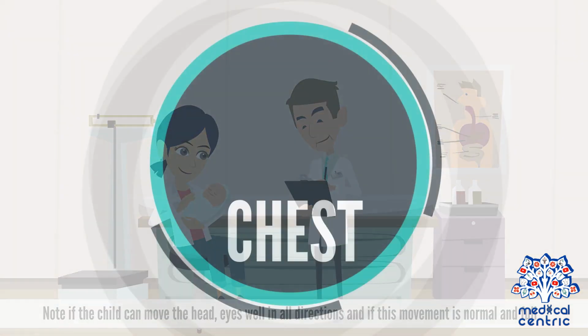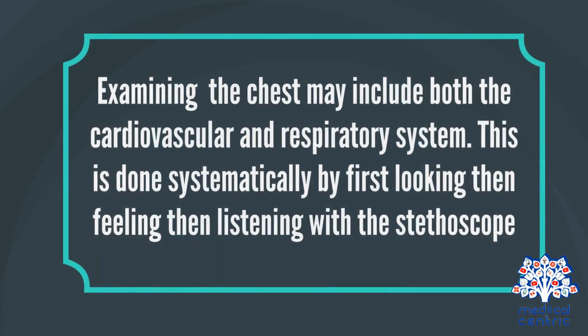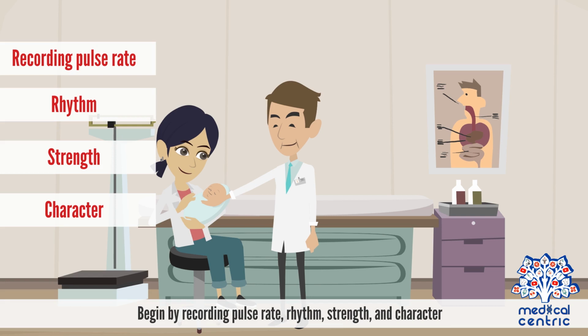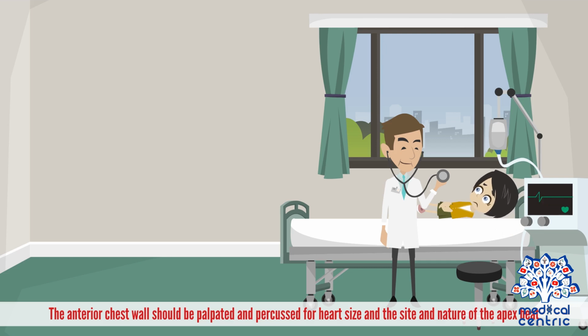Chest. Examining the chest may include both the cardiovascular and respiratory system. This is done systematically by first looking, then feeling, then listening with the stethoscope. Cardiovascular system. Begin by recording pulse rate, rhythm, strength, and character. The anterior chest wall should be palpated and percussed for heart size and the site and nature of the apex beat.